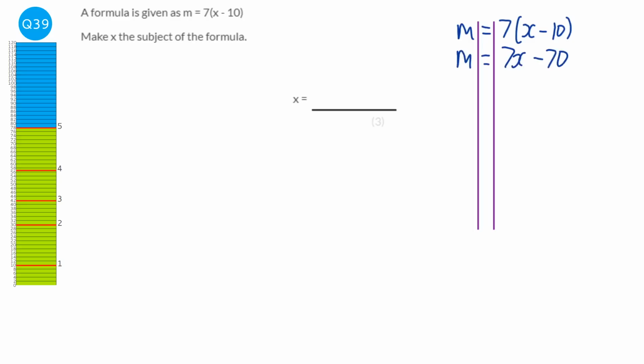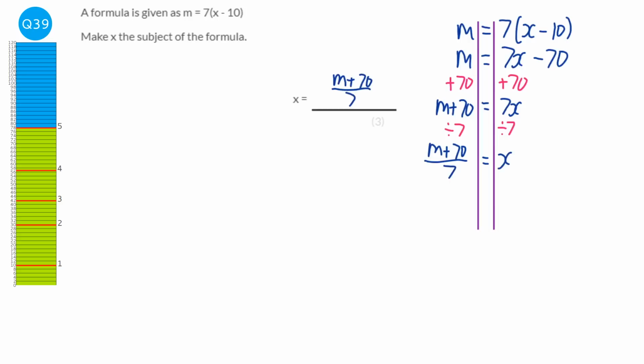And we're going to add 7t to both sides. So we're trying to get x as the subject, so we're trying to get x on its own. And we're next going to divide both sides by 7. So we have m plus 7t, all of that over 7 equals x. So x equals (m plus 7t) over 7.